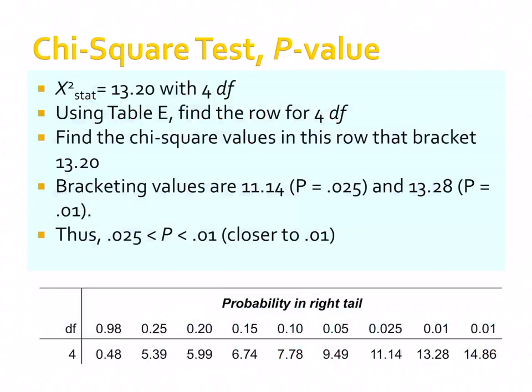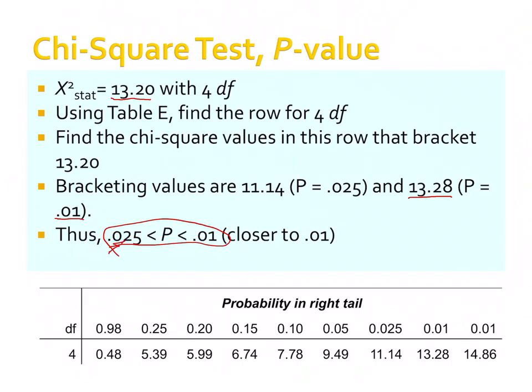So if you were to look down and find exactly 13, you would see that it's between those p-values, right? So we would say that our p-value is less than 0.025 but greater than 0.01. Looking at this with an open mind, 13.2 is really close to 13.28, so it's very close to 0.01. It might be 0.0109, maybe less.